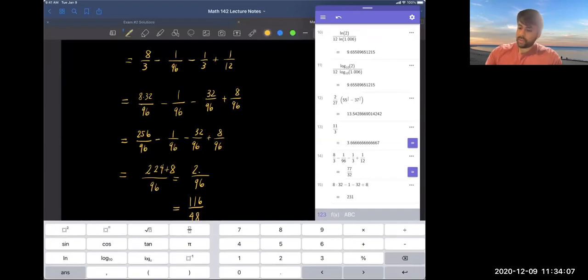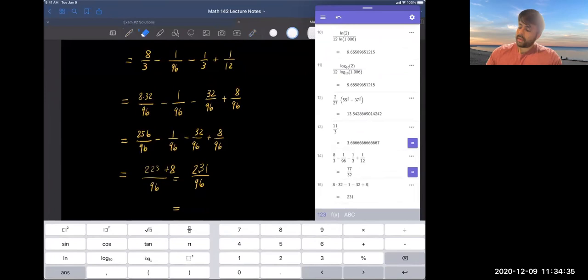So this should be not 224, but this should be 231. So when I subtract, oh, I see what I did. 256 minus 1 is 255, minus 32 is 223, plus 8 is 231. Now we're talking. And then you can divide. Then you should be able to divide this.